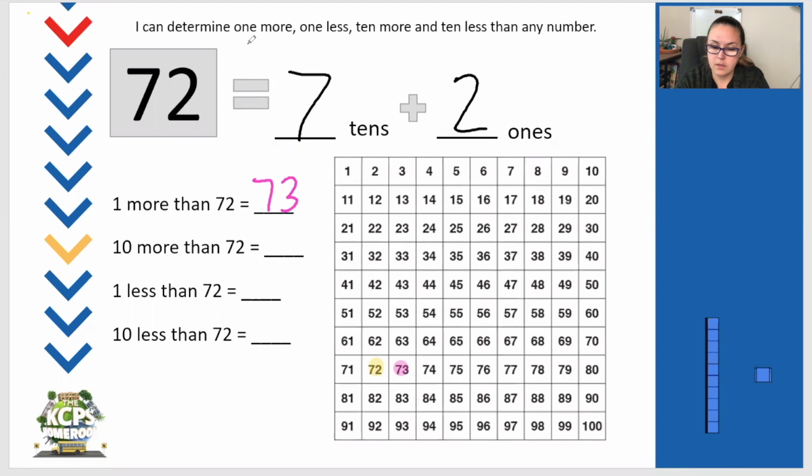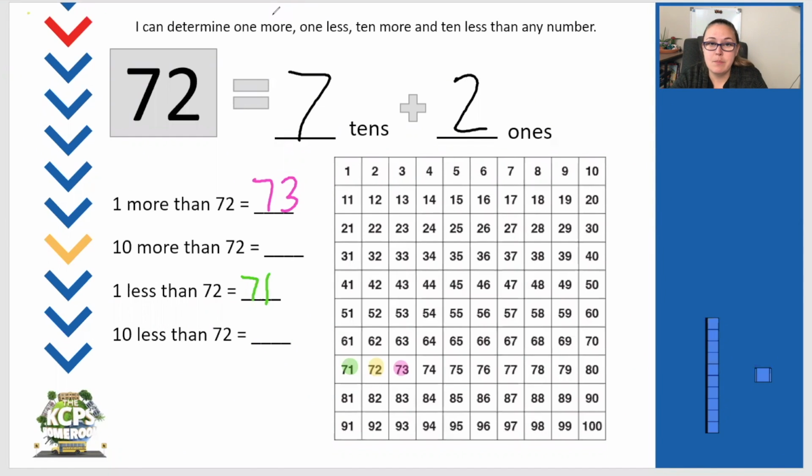Now, if we're going to talk about 1 less than, we're going to skip 10 more for right now. We're going to talk about 1 less than 72. Take 1 away from 72 and you get 71. Now look at our hundreds chart. Which direction do we have to move in order to get to 71? To the left, up, down, or to the right? Well, we already had 73 to the right, so we know that 71 is going to be on the left. Great job. There's 2 more for us to do.